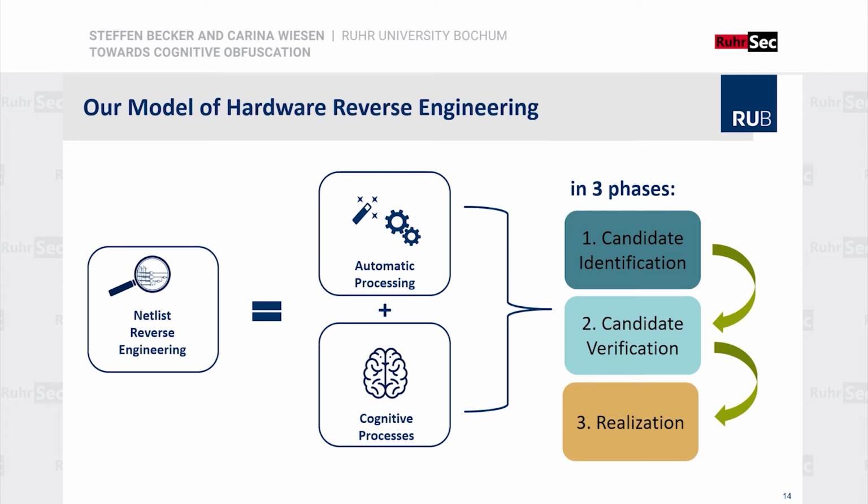So far, we took a predominantly technical look at hardware reverse engineering. However, our understanding of hardware reverse engineering also includes manual actions by human analysts, since no fully automated tools exist. In order to develop novel countermeasures, we first have to understand the cognitive processes mainly influencing the success of hardware reverse engineering, which will be explained by my colleague Carina Wiesen.